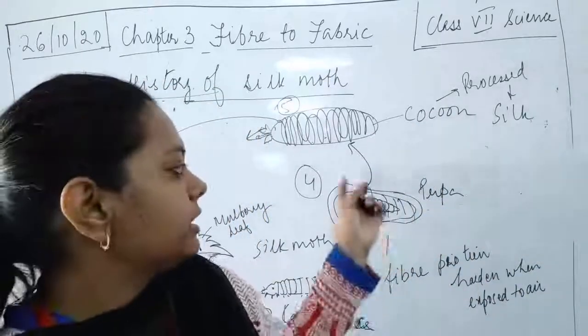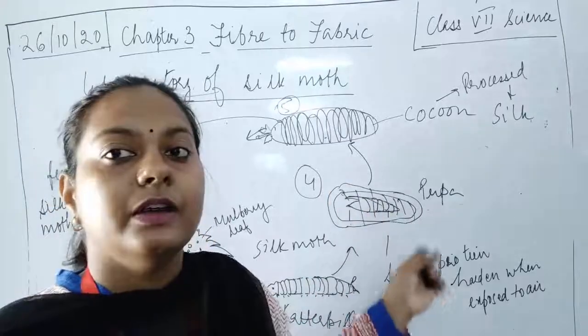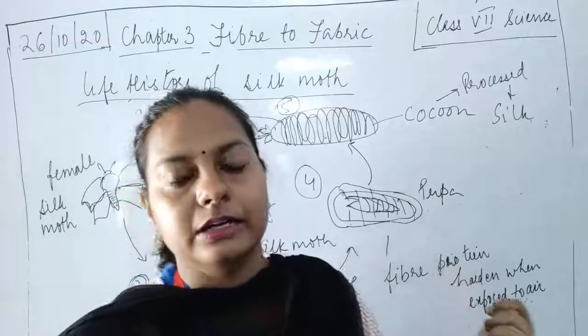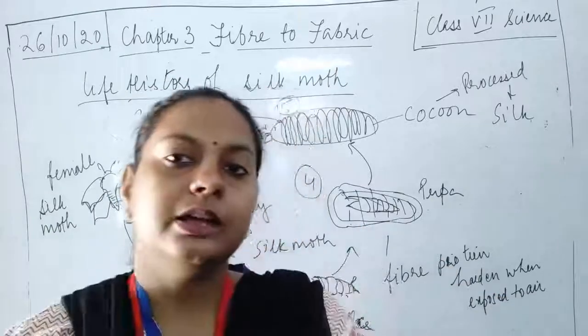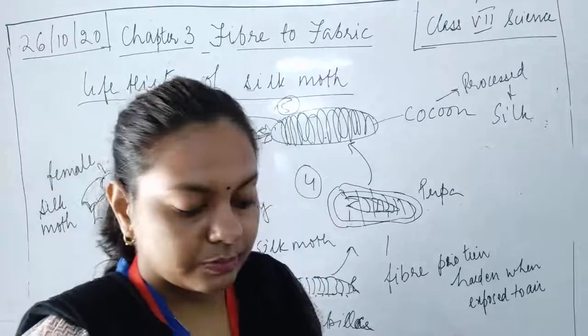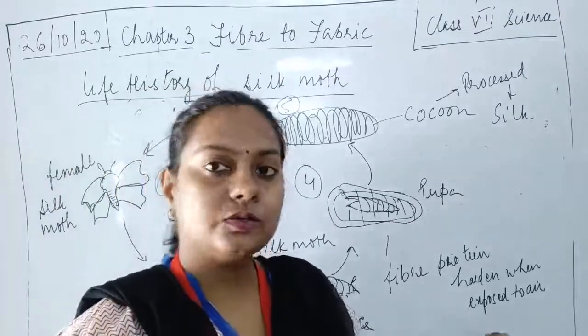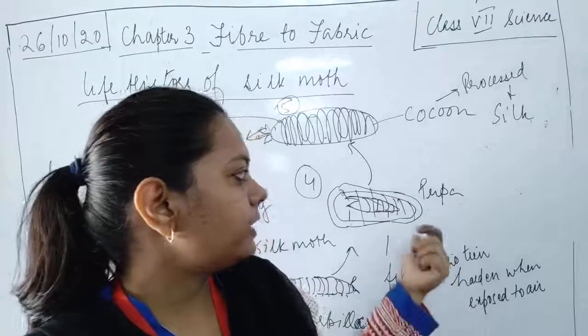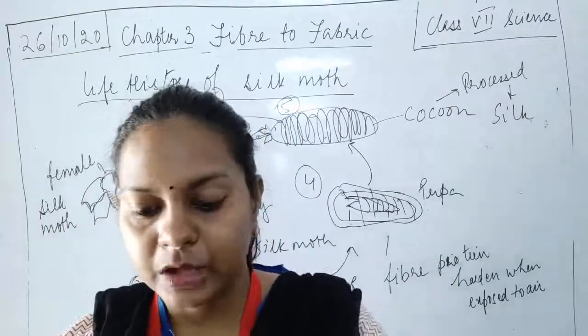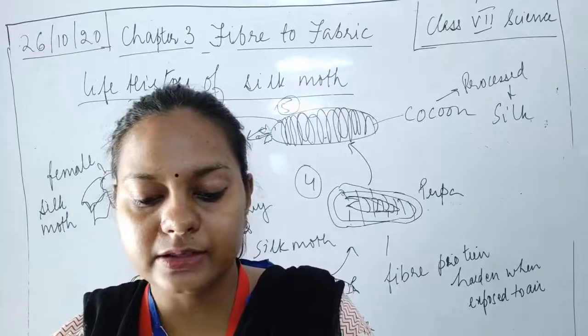So this pupa is going to secrete a chemical, a very fine fiber, which is made up of protein. This protein is going to help in the formation of the silk thread. It is going to become hardened when it is exposed to air. Soon this covers itself, and this is known as cocoon.